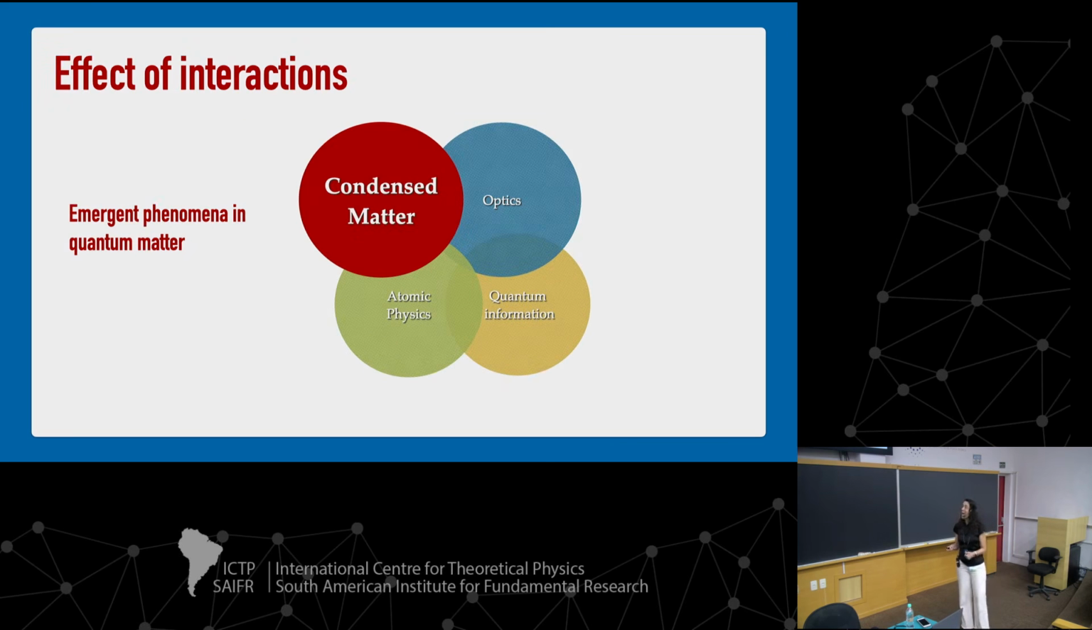As I mentioned, I am a theorist from condensed matter, and I am interested basically in emergent phenomena. For emergent phenomena to take place, usually, not always, we need to have interactions. So we want to trap the particles, and we want them to interact. So how do we do that?